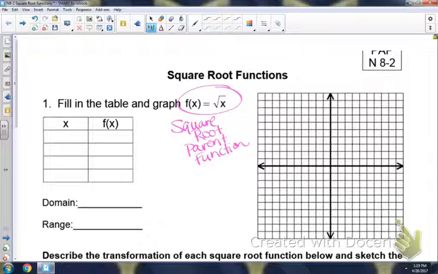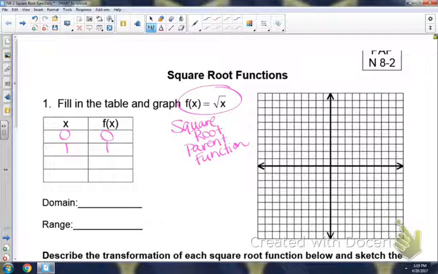Alright, so we are taking the square root of our x value. Let's think of the smallest value we can plug in. We can't plug any negatives in because when we take the square root of a negative number, it's an imaginary number. So the smallest would be 0. If we plug in a 0, the square root of 0 is 0. If we plug in 1, square root of 1 is 1. If we plug in a 2, we can't take the square root of a 2 to get a whole number.